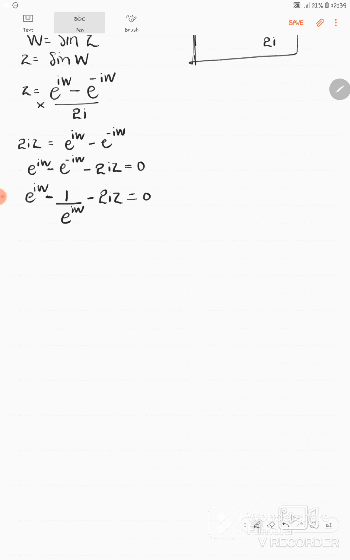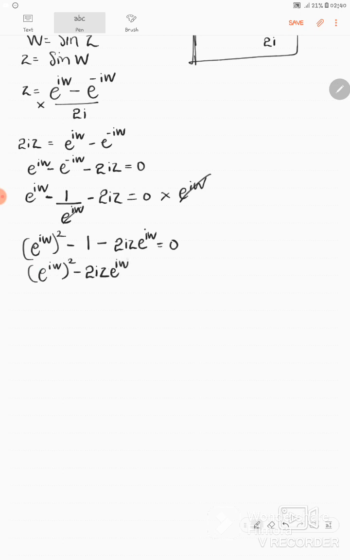Now we want to make everything a straight equation. Let's multiply through by exponential iw. We're going to have exponential iw raised to power 2 minus 1, this cancels this, minus 2iz exponential iw equals 0. After this, we're going to have exponential iw squared minus 2iz exponential iw minus 1 equals 0. This is where the real game starts from.